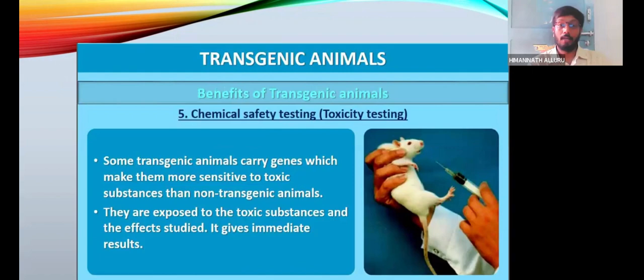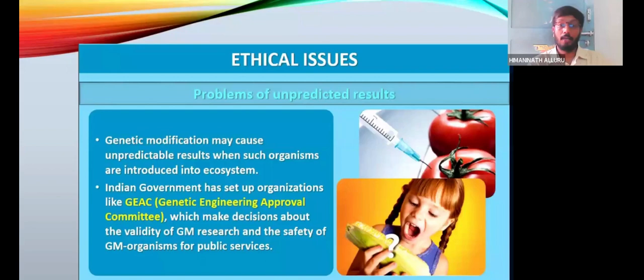Next, teacher, we can expect a question on GEAC, the Genetic Engineering Approval Committee. Whenever they are writing, they must definitely write validity and safety. These two keywords they must write in the exam. So it checks the validity of the genetically modified organism research and the safety of introducing this particular organism into public use. Because of this only, in India, we have very few genetically modified organisms. We don't have too many.